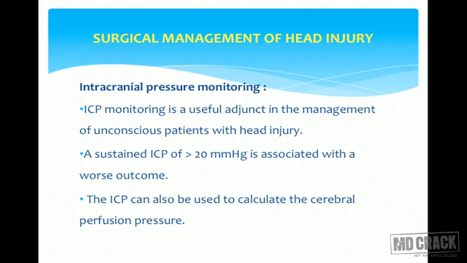Friends, now we have seen various types of head injuries. Now we will see how to manage them, or how intensively they are managed in the neurosurgical unit. So intracranial pressure monitoring forms the mainstay of treatment in these head injury patients. ICP monitoring is a useful adjunct in the management of an unconscious patient with head injury. A sustained intracranial pressure of more than 20 millimeters of mercury is associated with worse outcome. Intracranial pressure can also be used to calculate cerebral perfusion pressure as seen earlier.